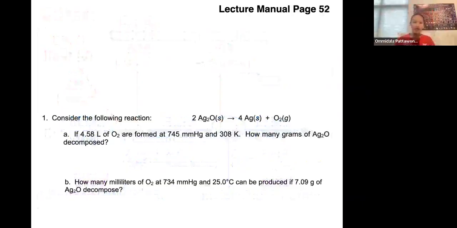Now let's take a look at an example so that you understand this better. In this reaction, we are looking at the decomposition of silver oxide that generates silver and oxygen gas. It says that if 4.58 liters of oxygen, so this is giving you the volume of oxygen, are formed at this pressure and this temperature, how many grams of silver oxide are going to decompose? So it's asking for the grams of silver oxide that decomposed.